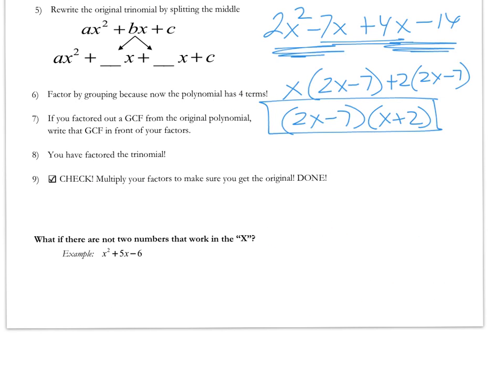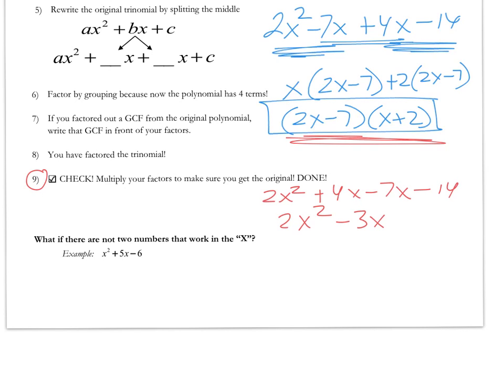Now here's the best part. You don't have to necessarily do this every single time, but if you're unsure if you did a good job, you can always multiply your answer back together using the double distribution method. So 2x squared plus 4x minus 7x minus 14, or 2x squared minus 3x minus 14. Check it against the original problem, and if it's different, you did something wrong. In this case, that is the original problem. We're in good shape. So let's go ahead and do the same thing for this next problem right down here where it says example.